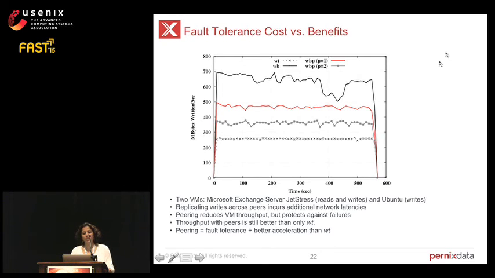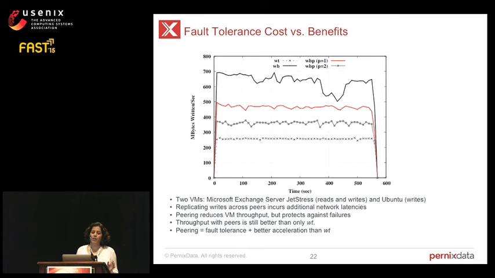So, fault tolerance. In order to look at the costs versus benefits of achieving fault tolerance, this graph plots the cumulative throughput of two VMs when they were configured in write-through, in write-back, and when they were using 1 and 2 peers. The black line plots the cumulative throughput when they were in write-back with no peering in place.